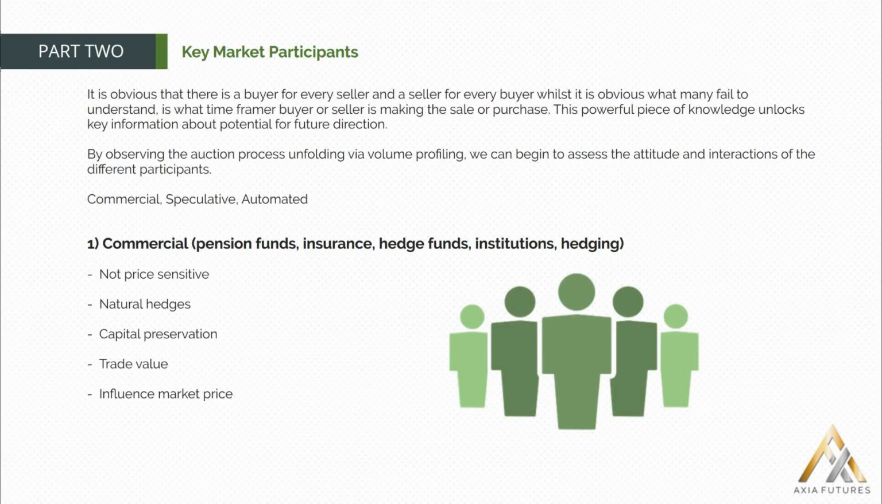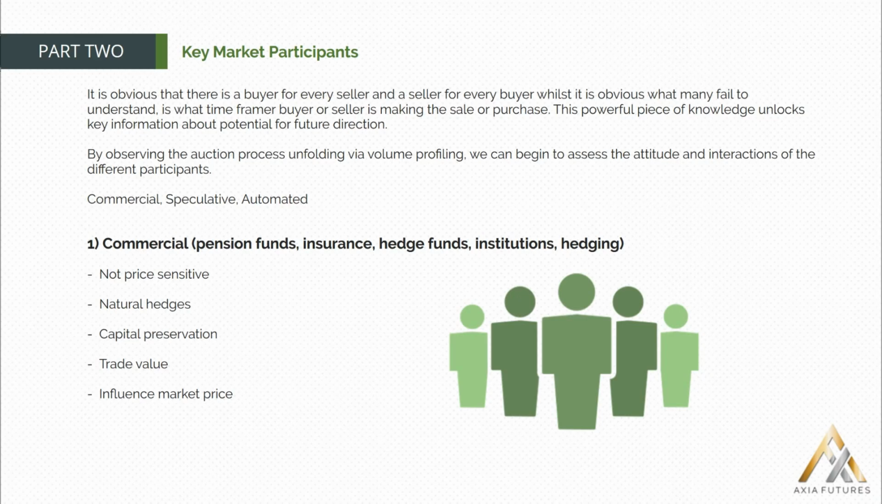Welcome to Part 2. I hope you managed to complete the playbook from Part 1 easily. In Part 2 we're going to discuss three main principles. The first will be key market participants. The second will be key time frame participants. And the third will be the basic auction process. So let's get to it.